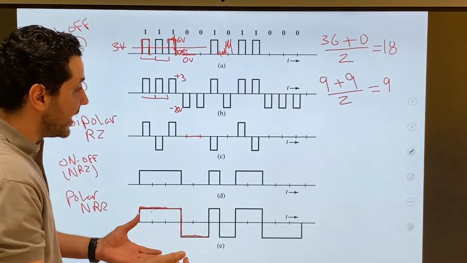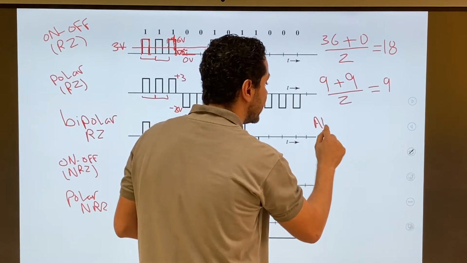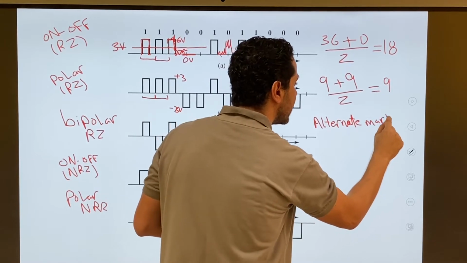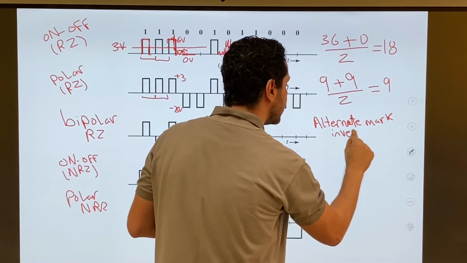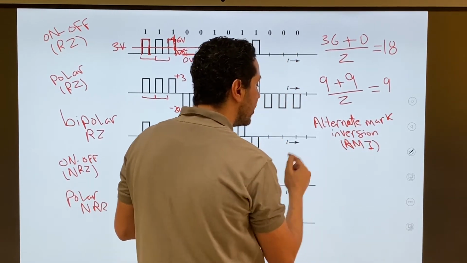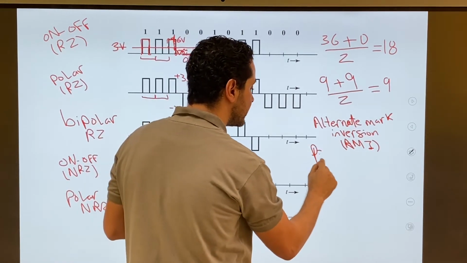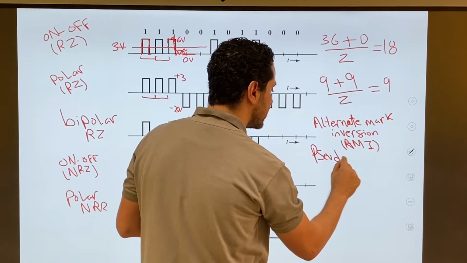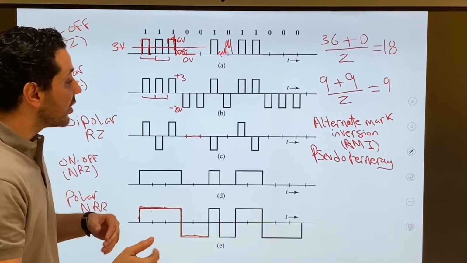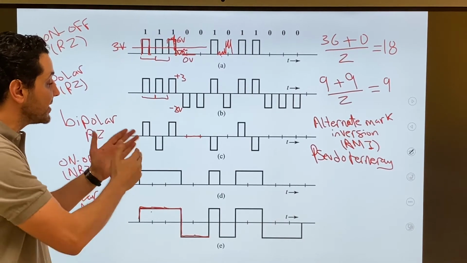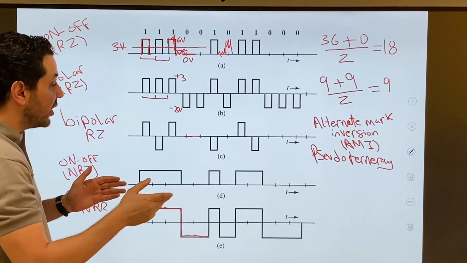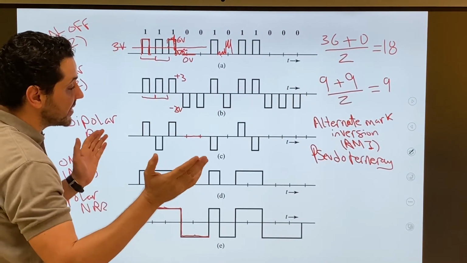So it has two other names: alternate mark inversion, AMI, or sometimes pseudo-ternary. That's why they call it alternate mark inversion, because the mark of the one is alternating between being positive and negative all the time. While 0 is not represented by a pulse, it's represented by 0.